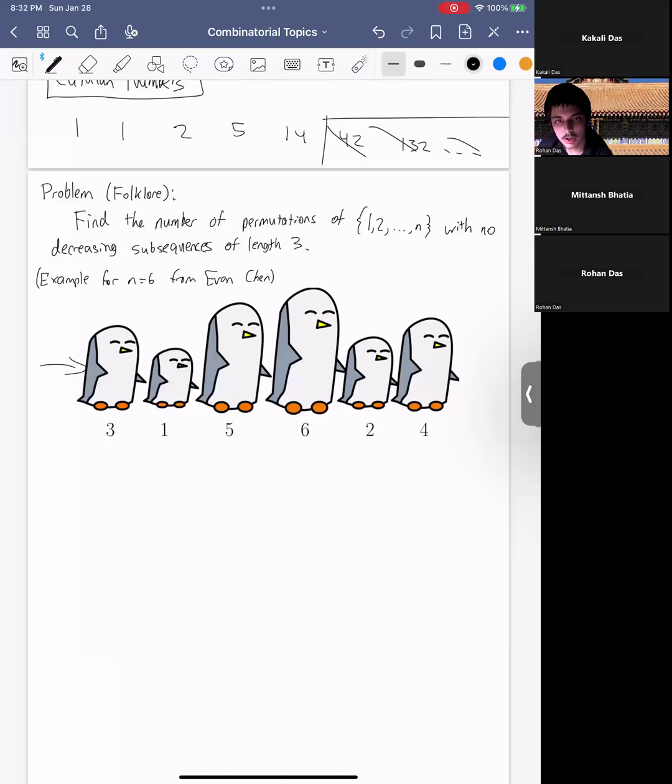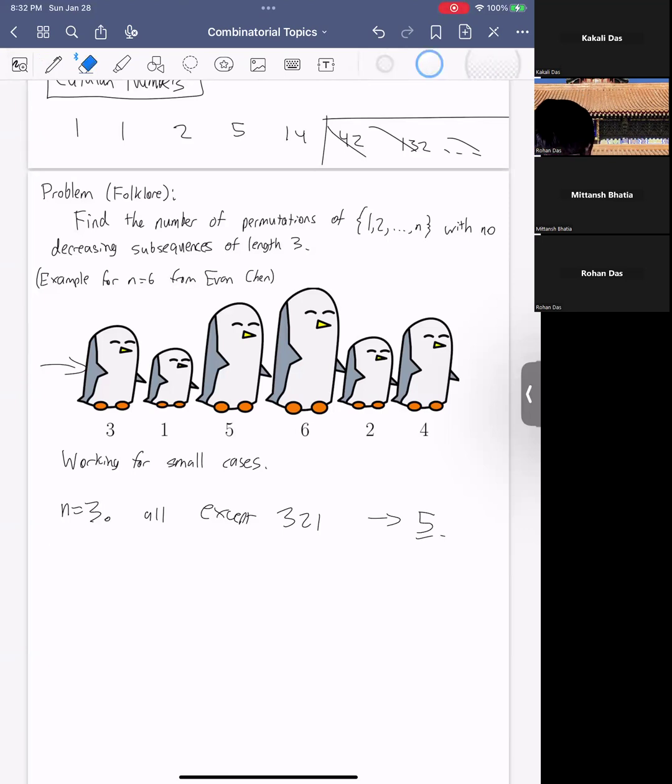Instead, we can start by thinking about something very important in both computational and non-computational combinatorics, which is working for small cases. The smallest such n for which this problem would make any sense is if n equals 3. There are 6 permutations of 3 elements, and the only one where there is a decreasing subsequence is 3, 2, 1, because that is in decreasing order. So that gives 5 permutations.